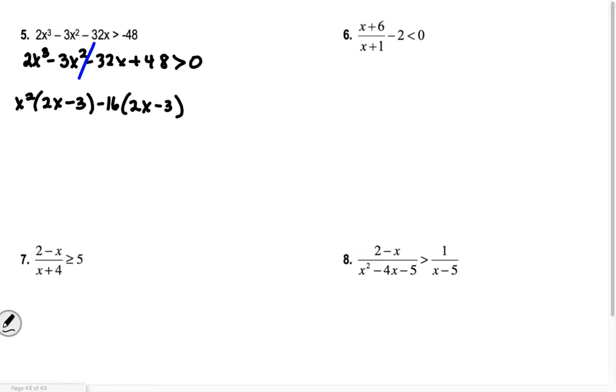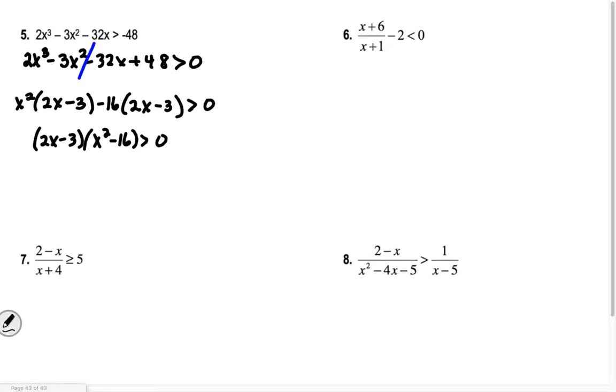-16, 4 squared, is that what you said? Yeah. You were already moving on to the next step. All right, we pulled out -16, right? So now I factor the 2x minus 3 to the front, and I'm left with my x squared minus 16.